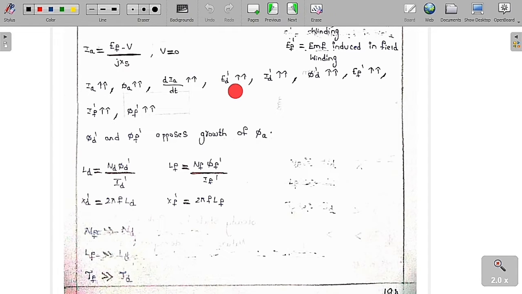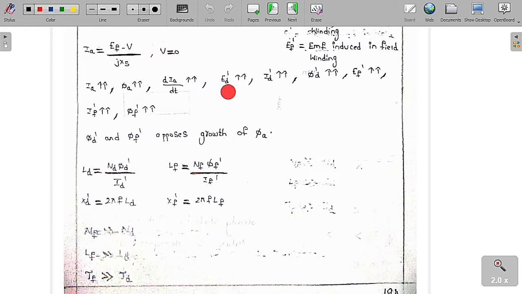Therefore, we can say that the EMF induced in the damper winding will also increase. Whenever there is a rate of change of armature current, that is, a sudden increase in the armature current, the flux is also going to change in a very fast manner. Whenever this sudden change of armature flux interacts with the damper winding, an EMF is going to be induced in the damper winding because it's a closed one.